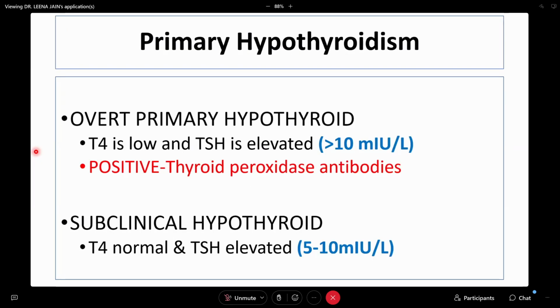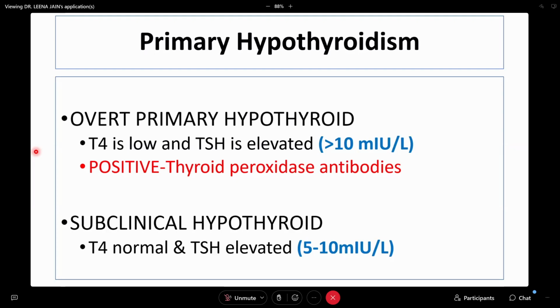Then about primary hypothyroidism, when we call it primary hypothyroidism, we have read that the TSH level has to be elevated. But how much should it be elevated? It should be greater than 10 milli international units per liter.